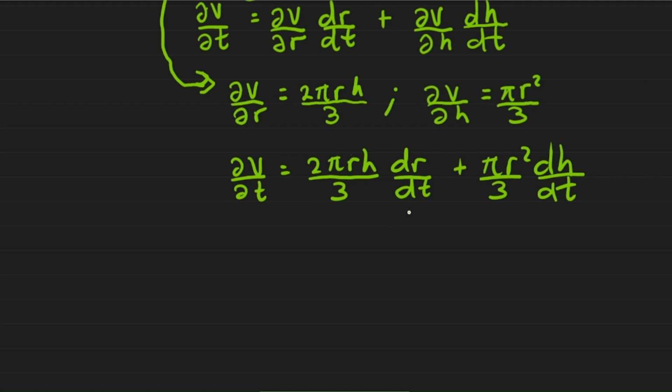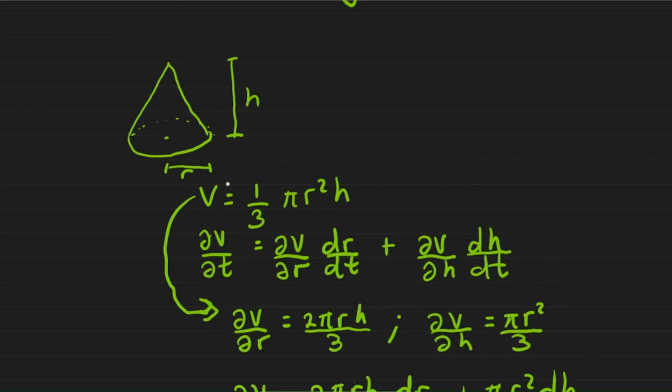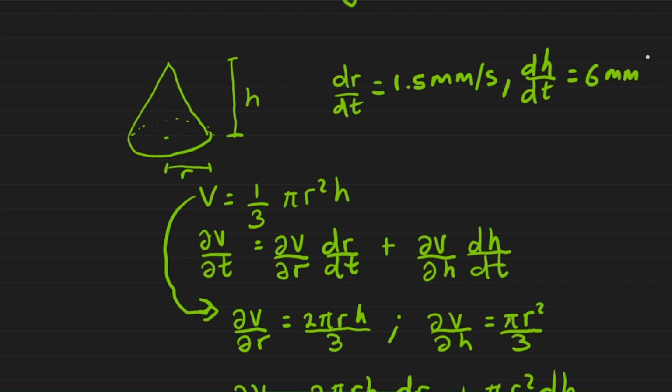So if we were to just take some numerical values, okay? Let's just say we had the rate at which the radius was changing, and also the rate at which the height was changing. So let's assume that the radius is changing at a rate of something like 1.5 millimeters per second. So dr/dt, the radius is changing at 1.5 millimeters per second, and the height is changing at a rate of perhaps minus 6 millimeters per second. So the radius is getting bigger, and the height is getting smaller at a different rate.